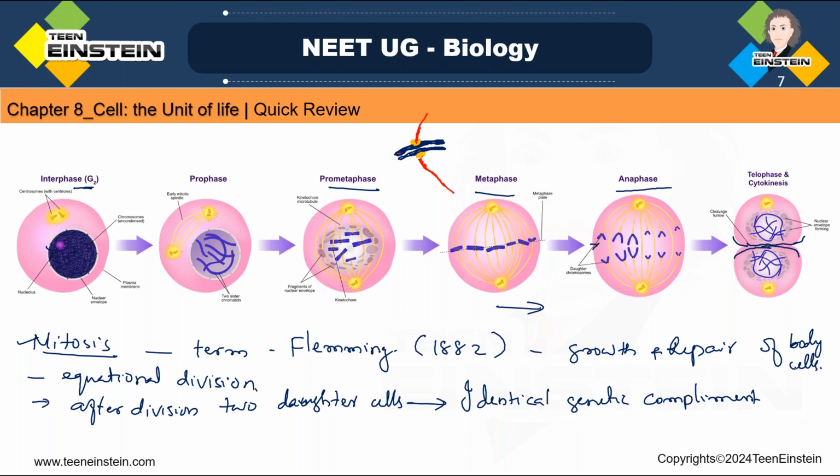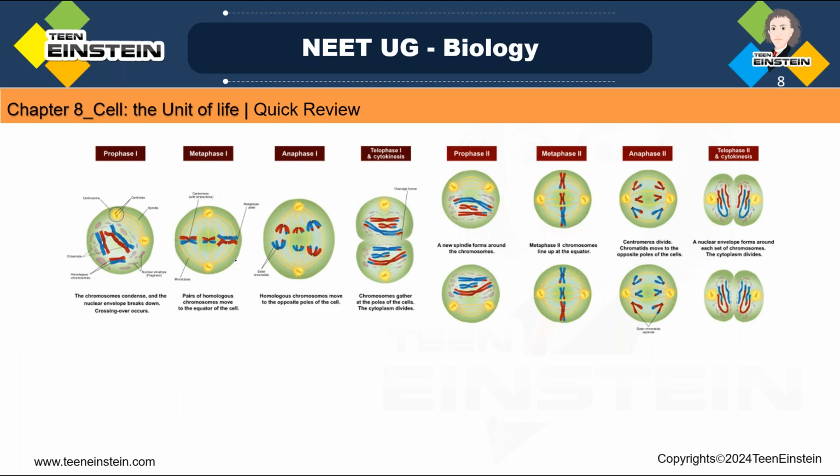So that maintains the genetic stability, and that helps in growth and development, in healing and regeneration of cells, and in repairing and all these things. It is helping. Which one? Mitosis. Clear? Next type of cell division is meiosis.